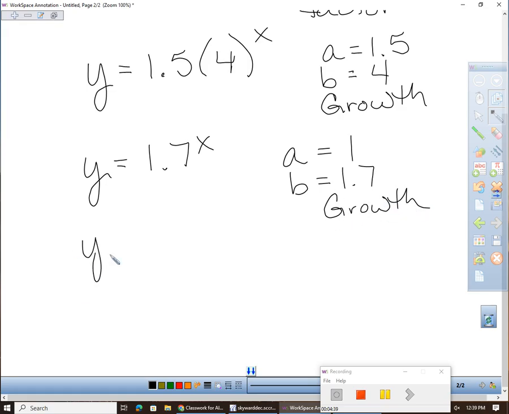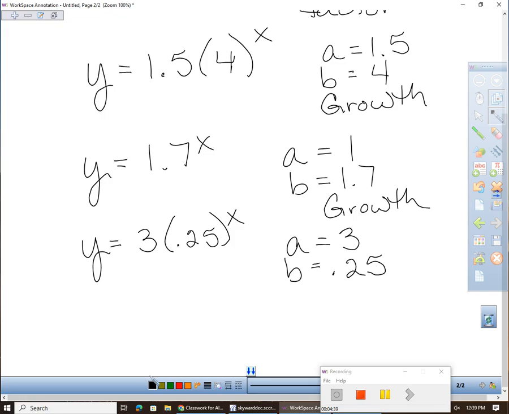How about y equals 3 times 0.25 to the x? And this one, my a value, that first number is 3. My b value is 0.25. But this one is between 0 and 1, so this is a decay. Decay. All right, so you have a few of those where you just got to state that. Any questions on those? Okay.